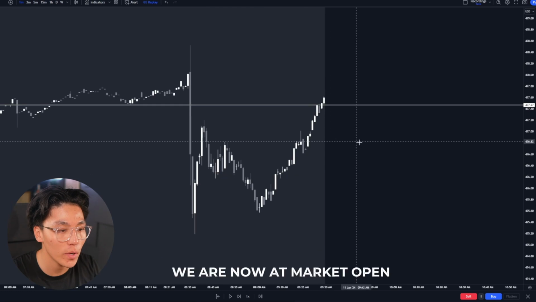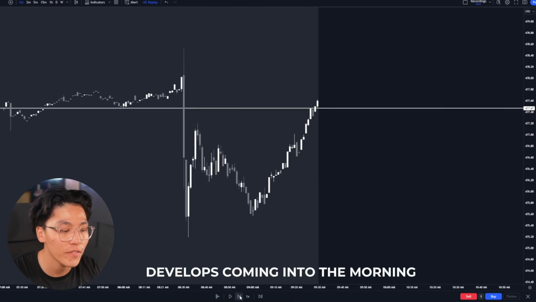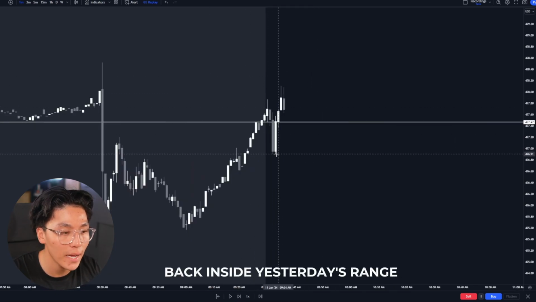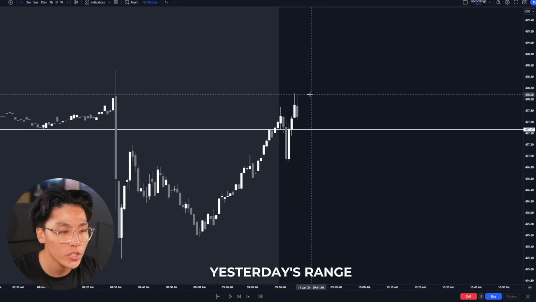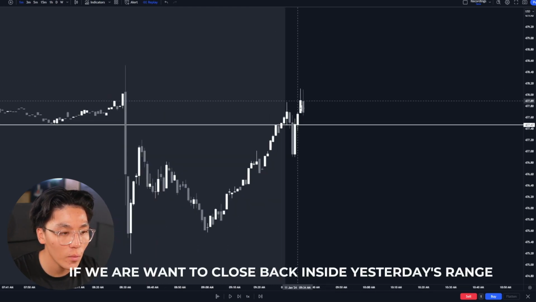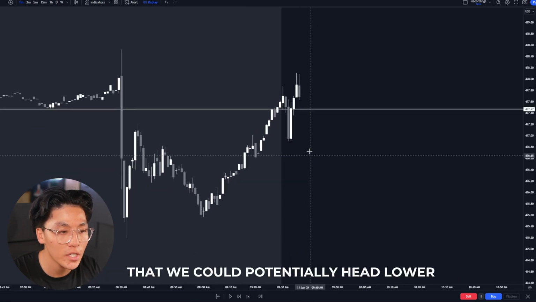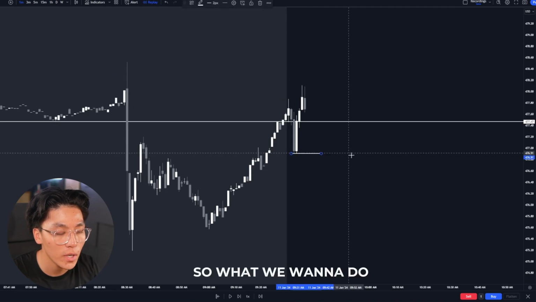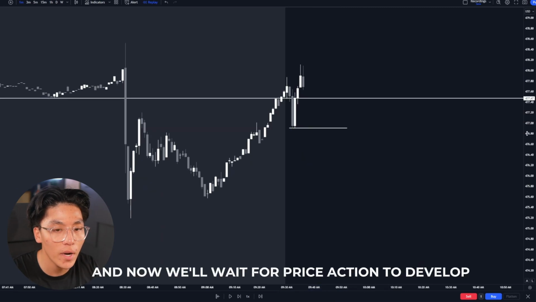Right here, we are now at market open and we'll wait to see how price action develops coming into the morning. You can see that we tried closing back inside yesterday's range, but we quickly got above yesterday's range. We understand that if we close back inside yesterday's range, this is an indication that we could potentially head lower back towards the previous day low. So what we want to do is mark out this key pivot low right here. And now we'll wait for price action to develop.